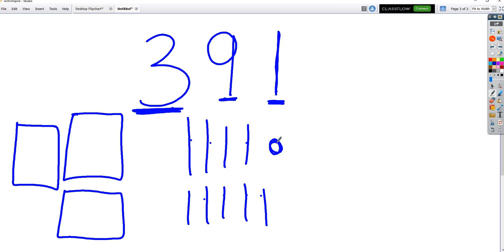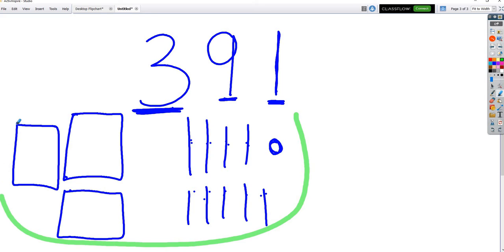And this is the number 100, 200, 300, 310, 320, 330, 340, 350, 360, 370, 380, 390, 391. And that's what 391 looks like. And this is how much 391 would be. That's how much it really is if you were going to look at it. It would be this many blocks.